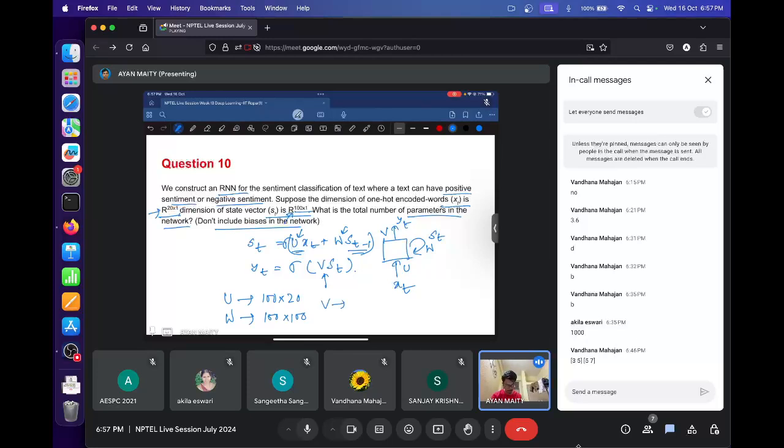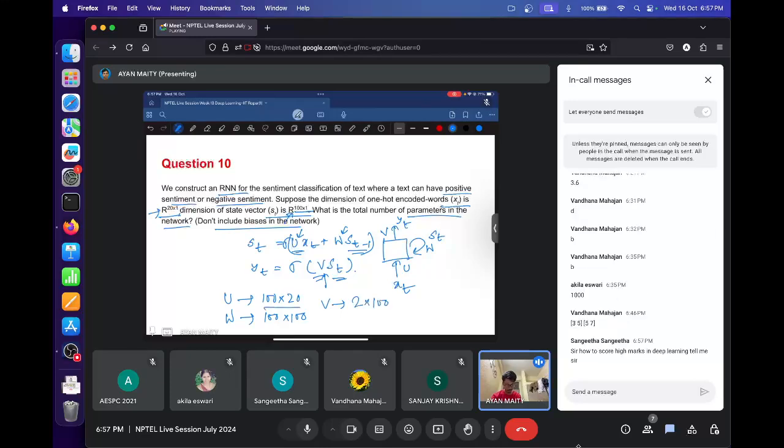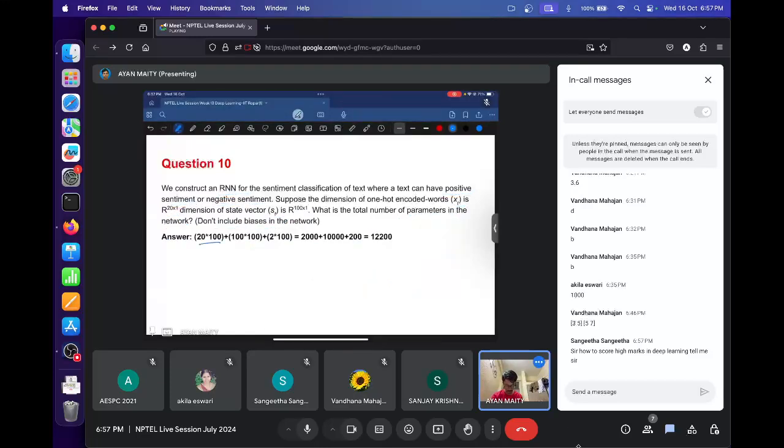And this V is from st to yt. So the shape of st is 100 into 1, and there are two outputs, positive sentiment and negative sentiment. So it will be 2 into 100. So you have to add these values: 100 into 20 plus 100 into 100 plus 2 into 100. These are the number of parameters in each of the three matrices, and the total number of parameters would be 12,200.